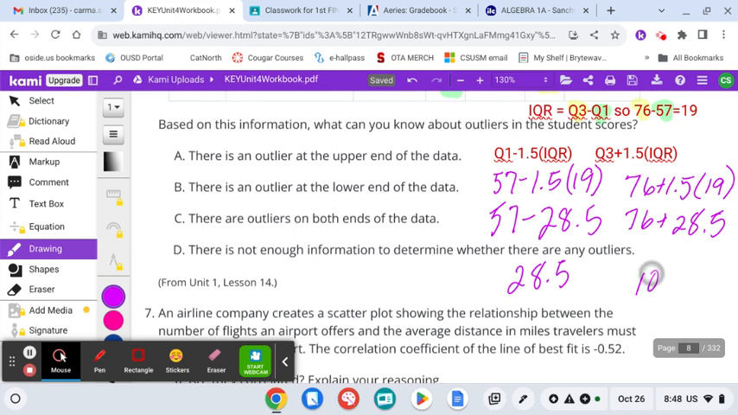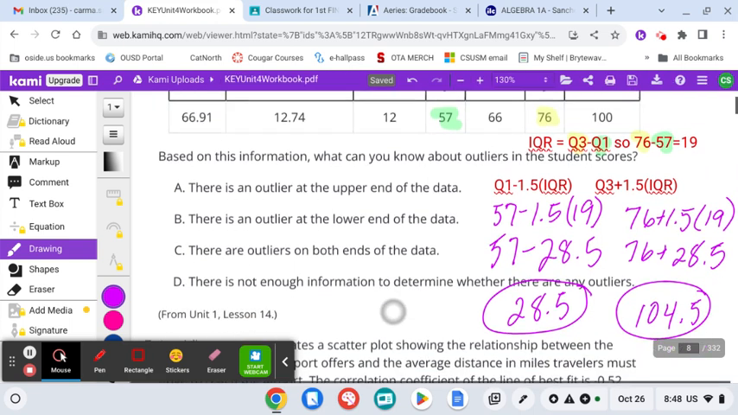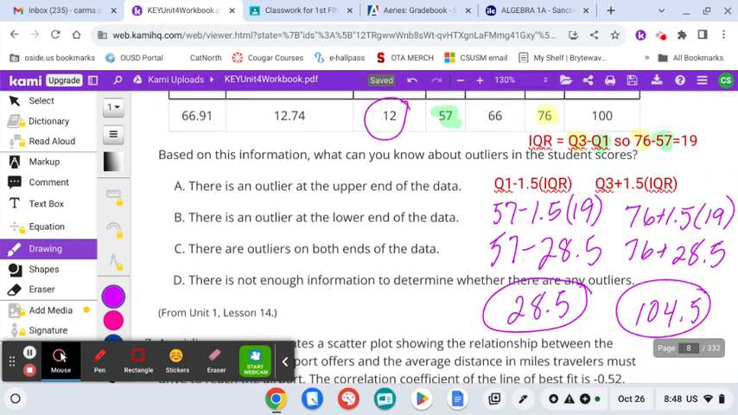And we're getting 104.5. So we're looking to see, do we have any data below the lower cutoff? And do we have any data above the upper cutoff? So our minimum, 12, is below the cutoff, but our maximum is not. So the correct answer here, what do you think? You got it. There is an outlier at the lower end of the data, but there is not an outlier at the upper.